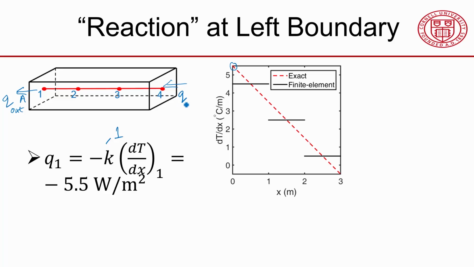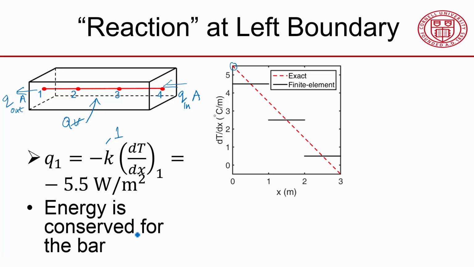The amount of heat going in is Q in times A, and that's specified. And then we also have the heat being generated times the volume. Okay, I'm indicating that as the volume. So this is specified, this is specified, this matches the exact solution. The implication is that energy is conserved for the bar.